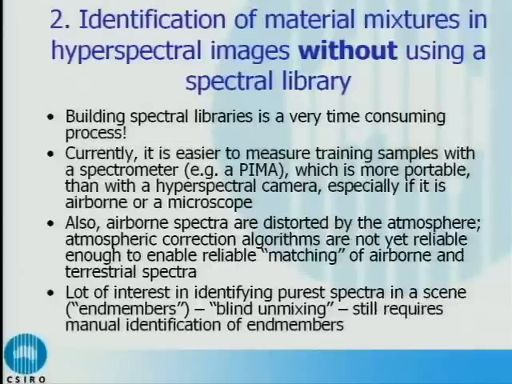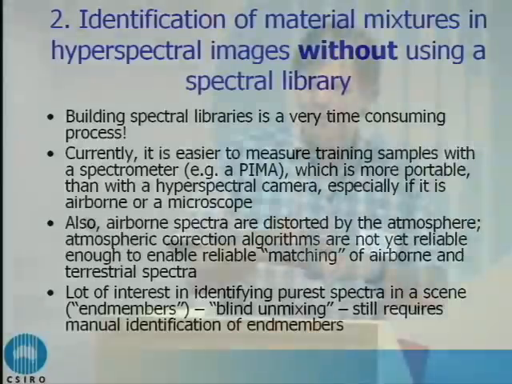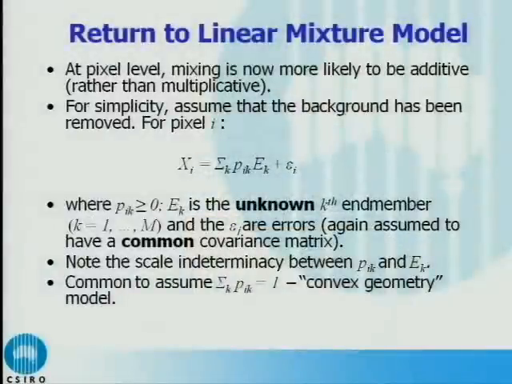As I said, they're called Endmembers, and some people call it blind unmixing. But in the end, it will still require either a person or a machine to identify those Endmembers. And you'll see why the automation is important later on. Okay, so let me return to that linear mixture model. If you think about it from the air, at the pixel level, the mixing is now more likely to be additive rather than multiplicative, but it really doesn't make much difference.